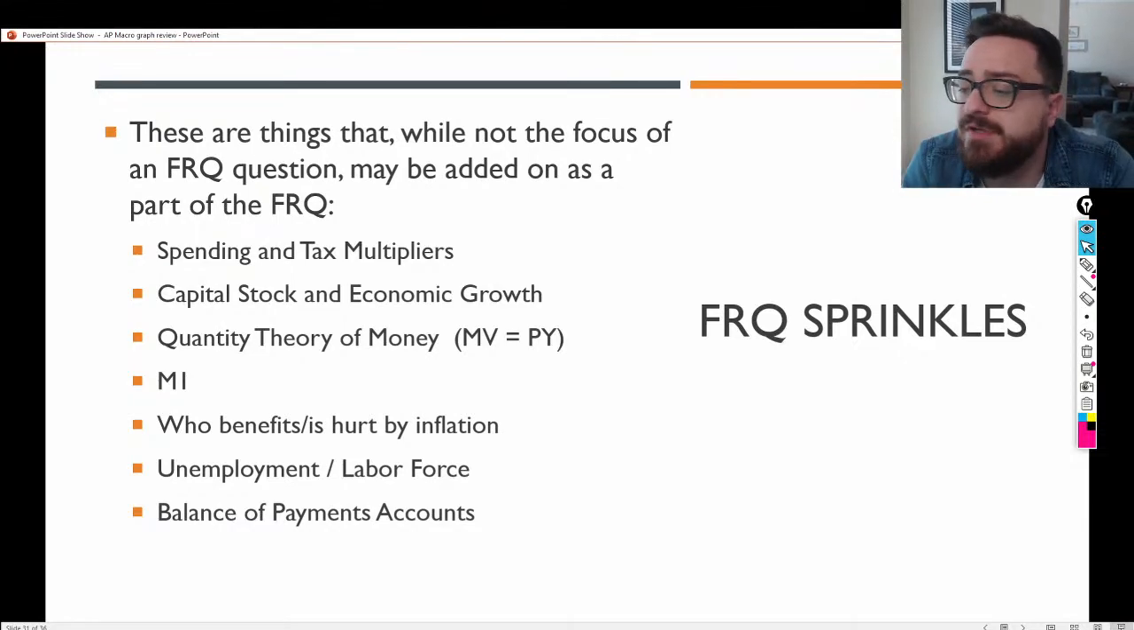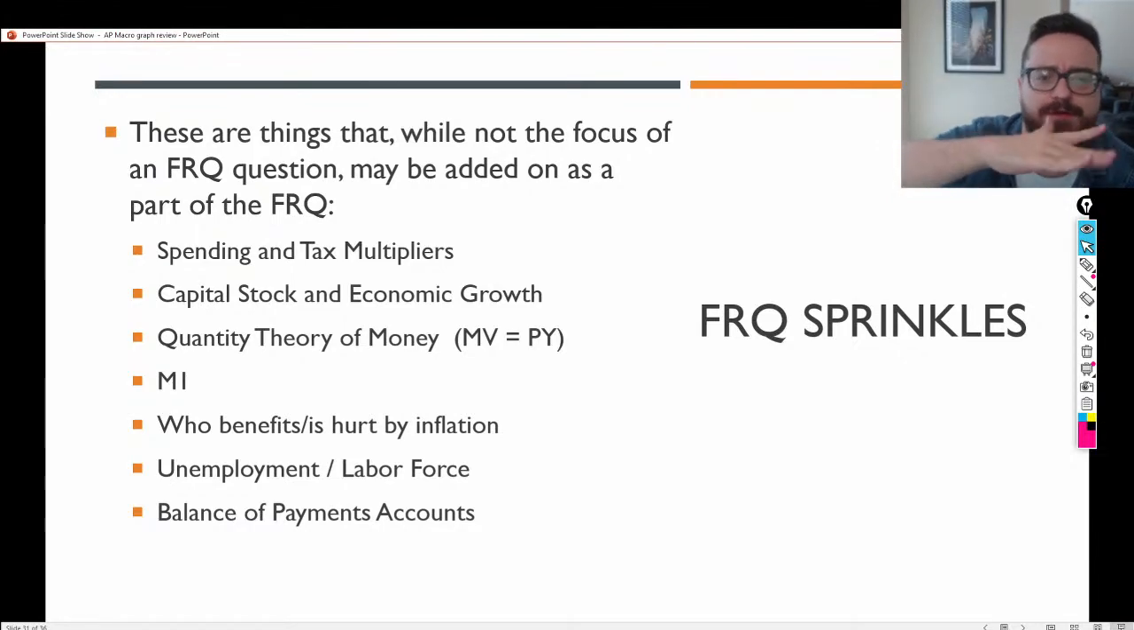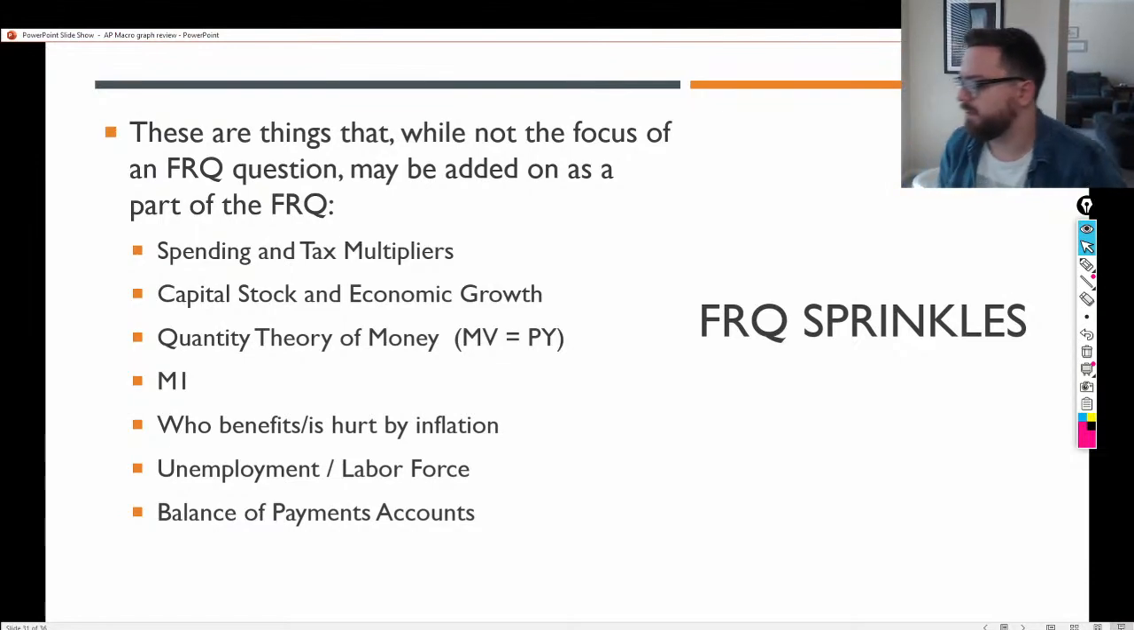Capital stock and economic growth, that was mentioned before: if you have more capital stock, you'll have economic growth, which is tied oftentimes to investment spending. The quantity theory of money is just a rando thing that they can throw at you to freak you out. Just know the formula, be aware of what it means, and you should be fine. M1, money supply, cash and money in circulation. If you withdraw money from your bank account, M1 does not change. It's the most frequently asked trick question on FRQs: someone deposits or withdraws money from their bank, what happens to the money supply?